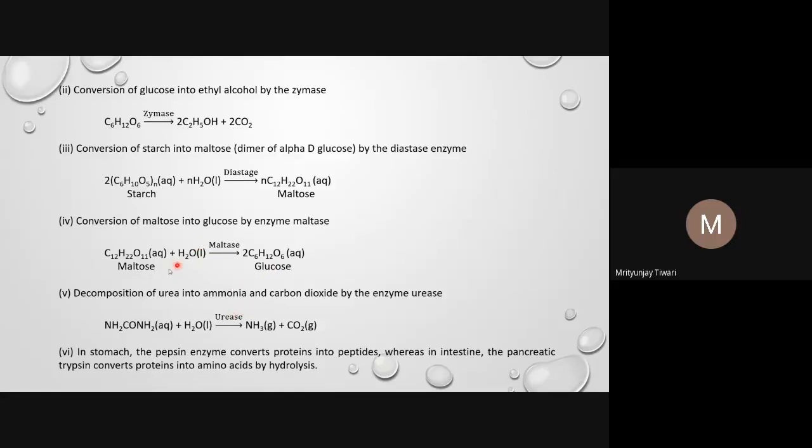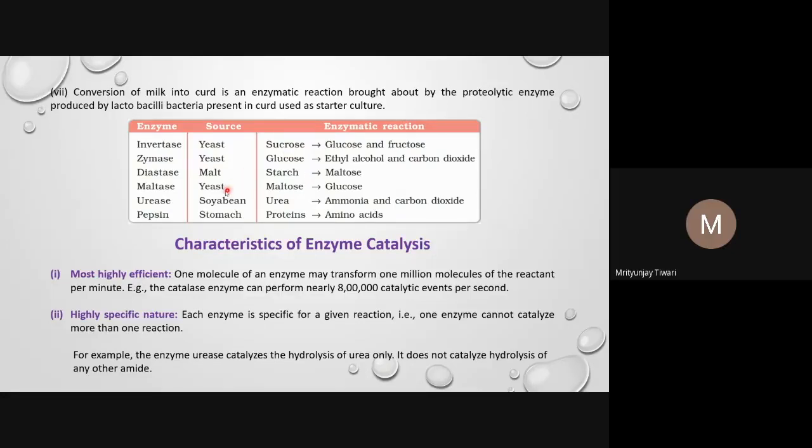And this conversion, the hydrolysis of maltose to glucose in the presence of maltase enzyme, is also a biochemical process. The source of this maltase enzyme is also yeast. And the diastase enzyme is from malt.